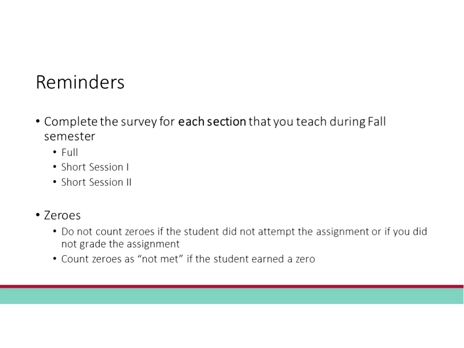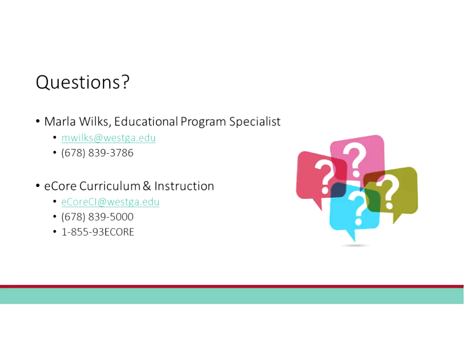And just a few more reminders. You'll complete the survey for each section that you teach during fall semester: full, short session 1, short session 2. If you teach more than once, you'll do more than one survey. And then again, going over the zeros, make sure you know what those zeros mean in your gradebook. They can mean very different things. If you have any questions about how to interpret it, you can always email me, or email Christy. She'll be glad to help you. But it should be pretty clear if you know what your zeros mean.